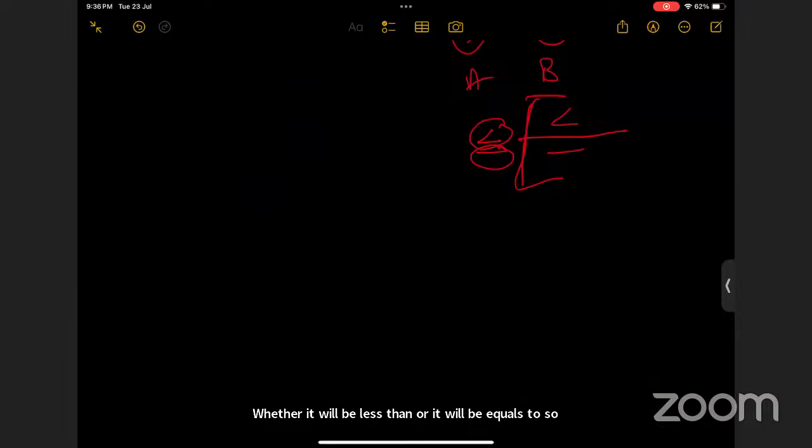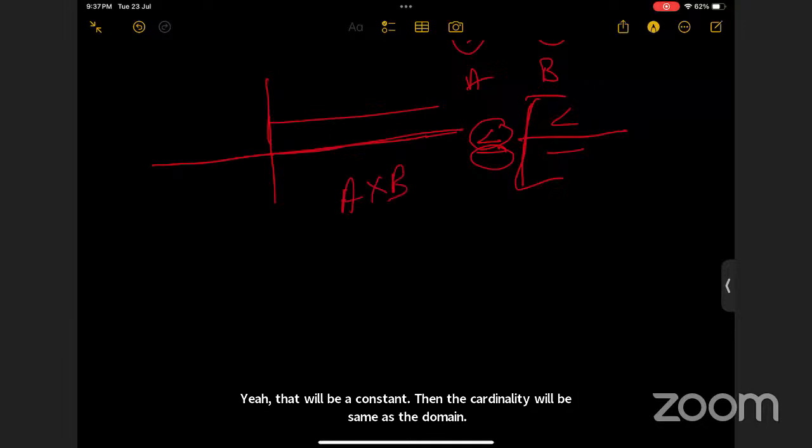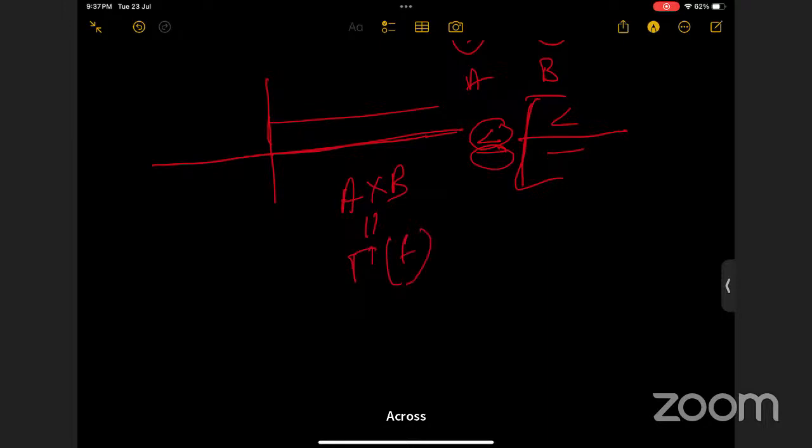Wait a minute. If the cardinality of B is 1, all the domain gets mapped to one output. So both will be 1. That is an onto function. No problem. That will be a constant function. Then the cardinality will be the same as the domain and A cross B also. Actually, A cross B will then be the graph of f. That's a constant function.